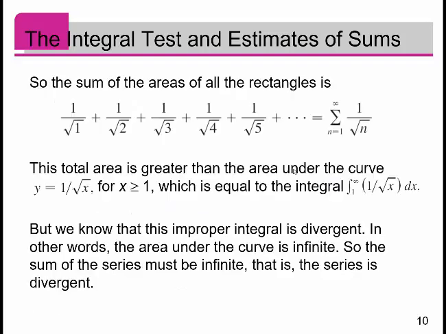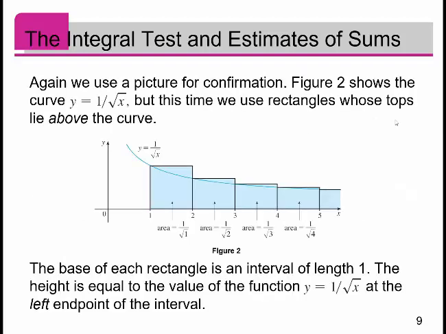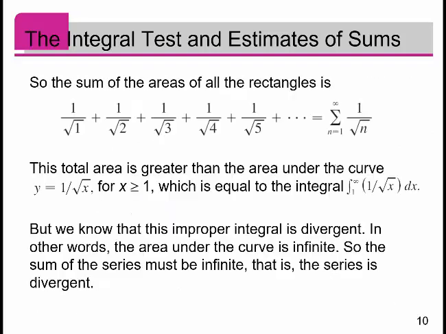All right, so the sum of the areas of all those rectangles is the following. It's the sum of the series here. So the total area is greater than the area under the curve, right? As we see, all the area of the rectangles is greater than the total area under the curve for x greater than or equal to 1, which is that integral from 1 to infinity of 1 over the square root of x dx.